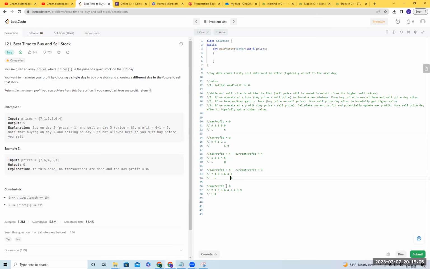And then here I'm going to move it to the right. And notice we operate at a loss now. If I buy it at $1 and sell it for 0, I operate at a loss. So what I'm going to do is move the left pointer. I'm going to move the left pointer here.